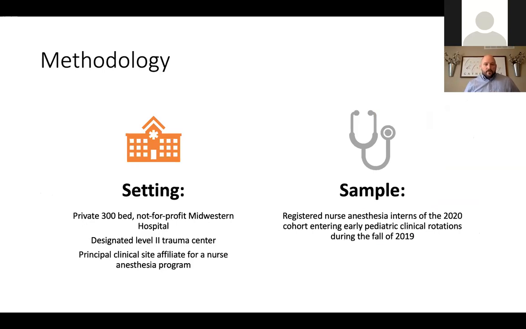The setting for this project was a private 300-bed not-for-profit Midwestern hospital, a designated level 2 trauma center, and the principal clinical site affiliate for the nurse anesthesia program. The sample included registered nurse anesthesia interns of the 2020 cohort entering their early pediatric clinical rotation during the fall of 2019.